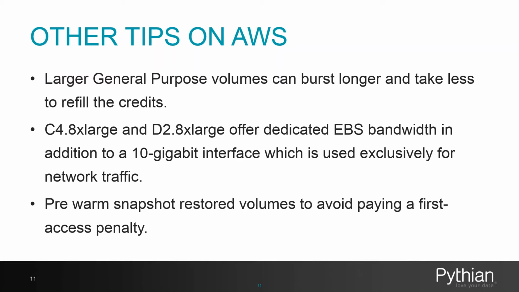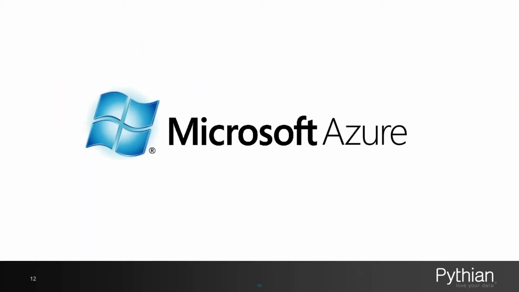There's a utility called DD that you point at a volume and it will just read the whole thing, and that will be enough to pre-warm the volume, so you won't pay that first access penalty. All right, so now let's move into Microsoft Azure.